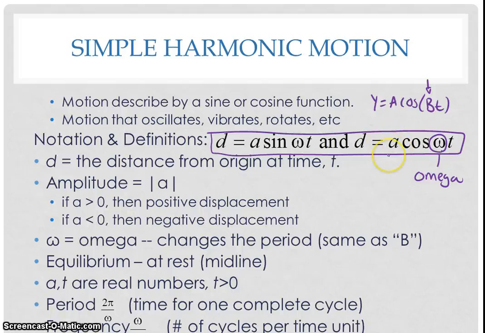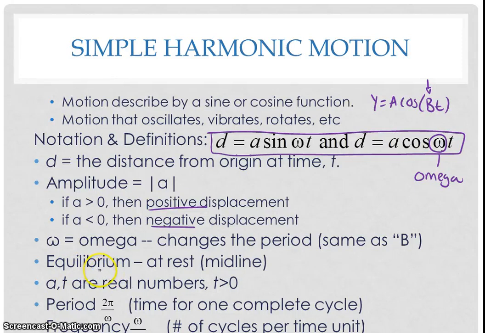A still has to do with amplitude. Instead of a y, it is d for the displacement, or the distance from the origin at time t. Okay, so amplitude is the same. If a is a positive number, then it has positive displacement. If a is less than zero, then it's negative displacement. So the W-looking character is the Greek letter omega, and it's essentially the same thing as b.